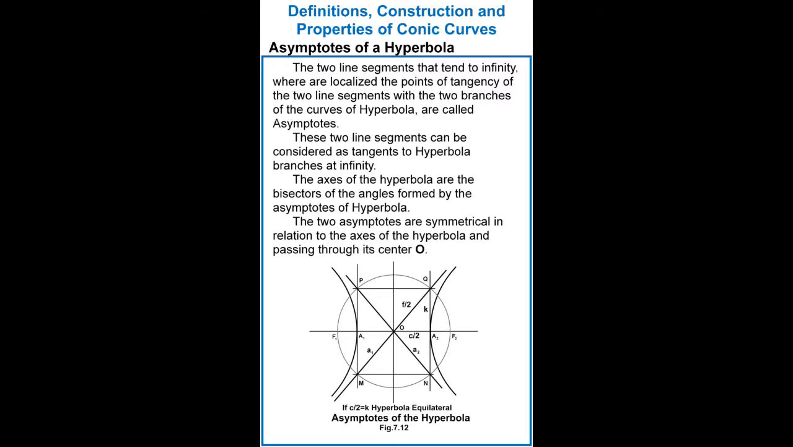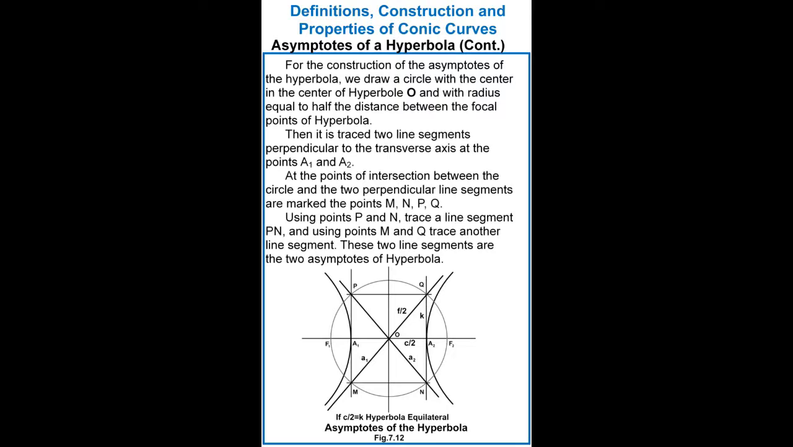The points of tangency of the two segments with the two branches of the hyperbola are also at infinity. The axes of the hyperbola are the bisectors of the angles formed by the two asymptotes A1 and A2. The two asymptotes are symmetrical in relation to the axis of the hyperbola and pass through its center O.